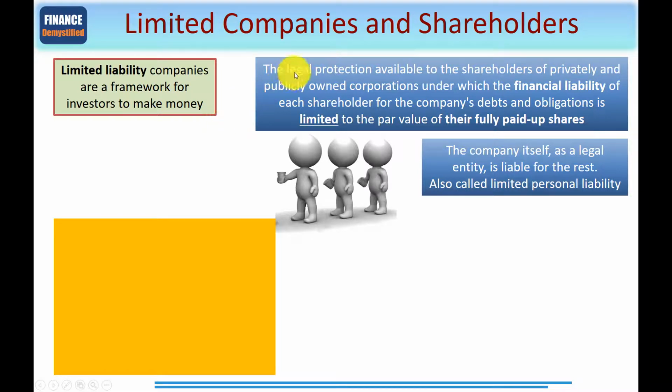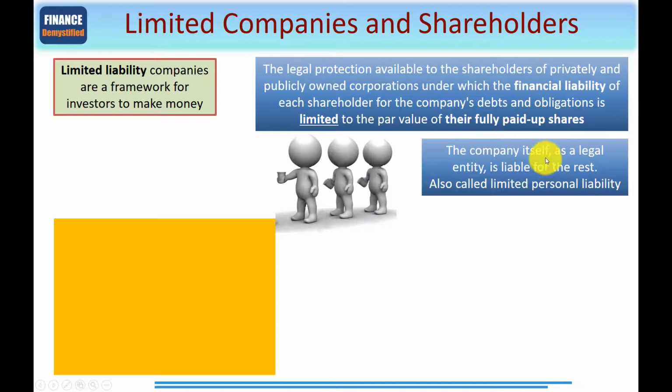definitions. Now, the legal protection available to the shareholders of private and publicly owned corporations, under which the financial liability of each of those shareholders for the company's debts and obligations is limited to the par value of their fully paid up shares. So if you own 100 shares in an organisation, the only liability you have is the value and the ratio of your shares versus the total shares.